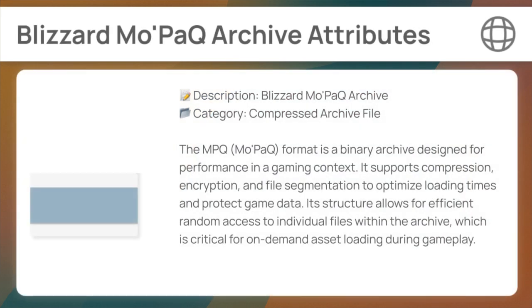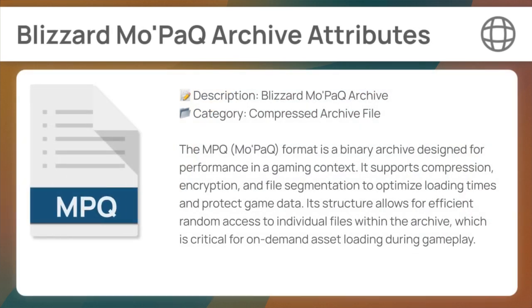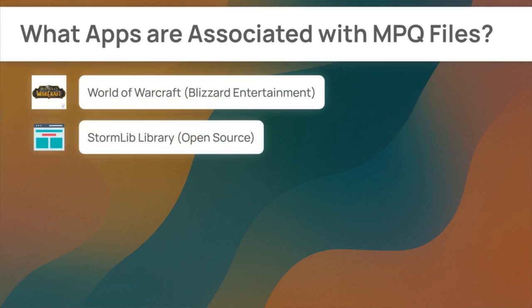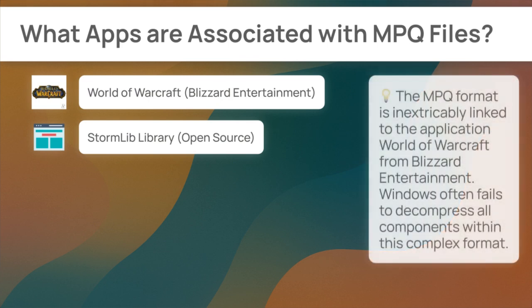The MPQ Mo'PaQ format is a binary archive designed for performance in a gaming context. It supports compression, encryption, and file segmentation to optimize loading times and protect game data. Its structure allows for efficient random access to individual files within the archive, which is critical for on-demand asset loading during gameplay. Technically, the best program for MPQ is usually World of Warcraft from Blizzard Entertainment. The file must be mounted or accessed using specialized file system emulation software. Windows supports only limited archive operations, so full access depends on proper extraction software.